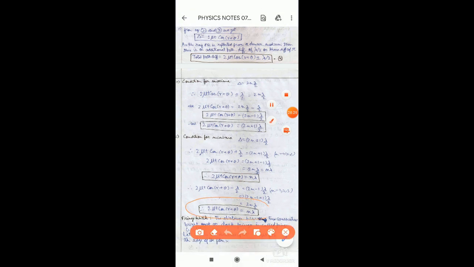Okay, 2 mu t cos(r + theta) equal to n lambda in both cases, plus and minus. If you take plus, you get the value of n as 0, 1, 2, 3, and in case of minus you put the value of n equal to 1, 2, 3 and so on. Both results are in front of you for your simplification.